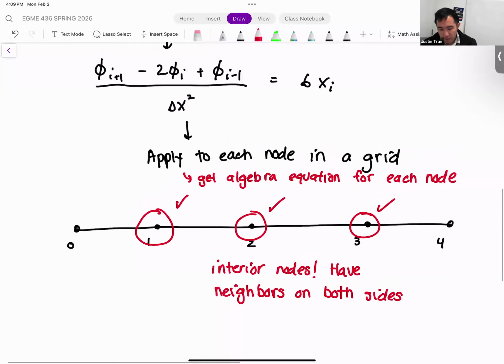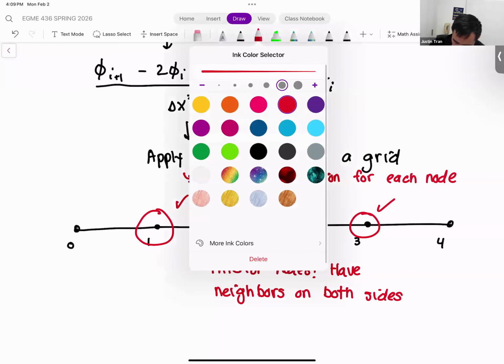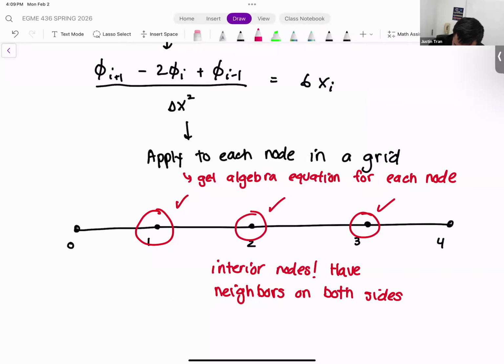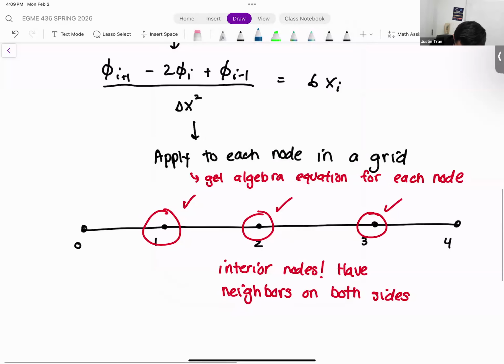If you look at our finite difference approximation, phi i plus 1 minus 2 phi i plus phi i minus 1, in order to apply that equation we need a neighbor to the right, that's phi i plus 1, and a neighbor to the left, that's phi i minus 1. That's only true for the interior nodes. If you look at the boundary nodes, node 0 and node 4, these nodes sit on the boundary, so they only have one neighbor. Node 0 only has a neighbor on the right, and node 4 only has a neighbor on the left.